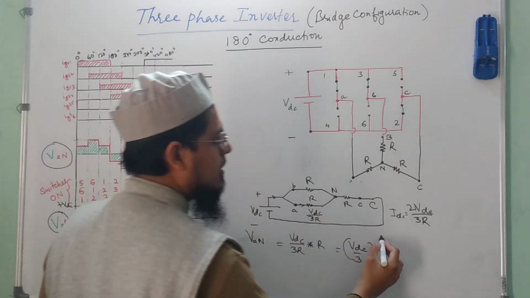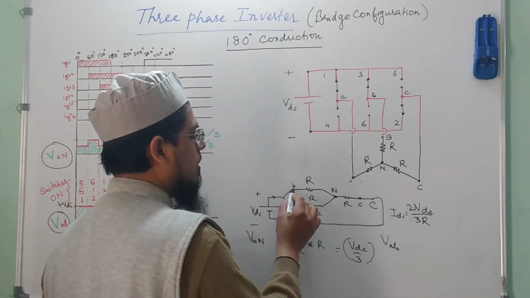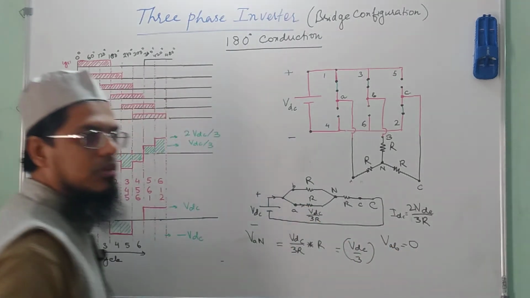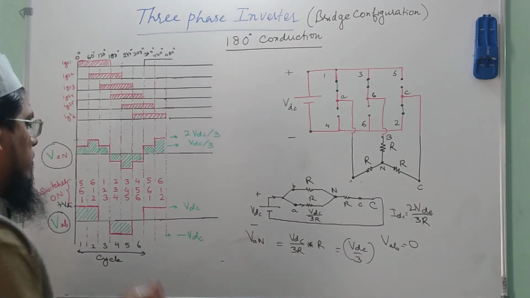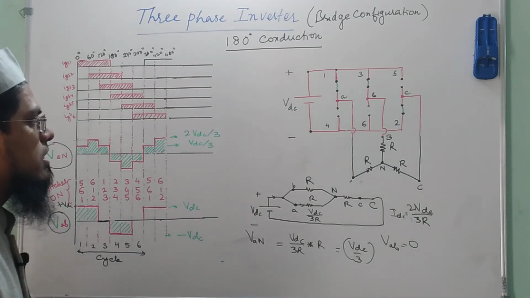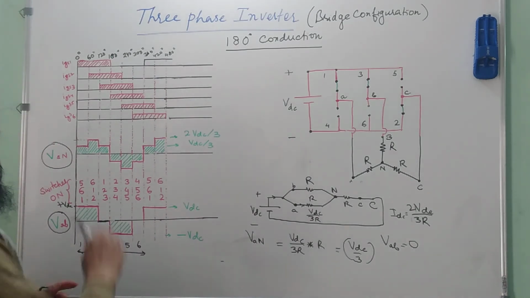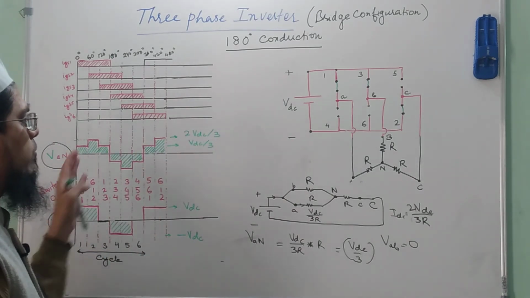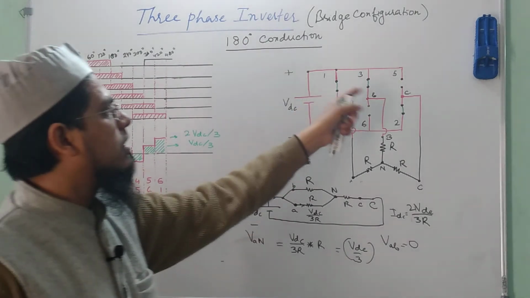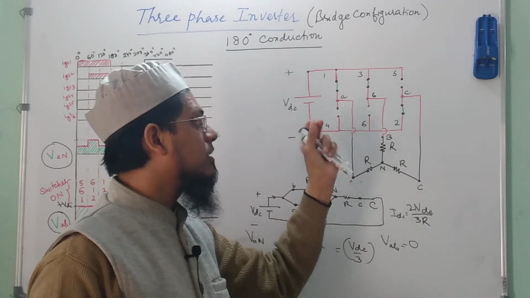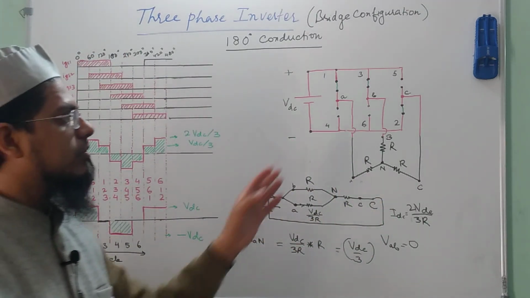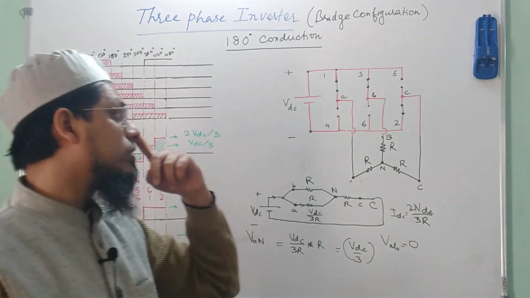What about VAB? You could see here that A and B are the same point. So the potential across them is equal to 0. So there is no potential here. And similarly, you can complete it for the entire cycle, okay, just by redrawing the circuit with the switch that is on and opening the switch which is off, okay.